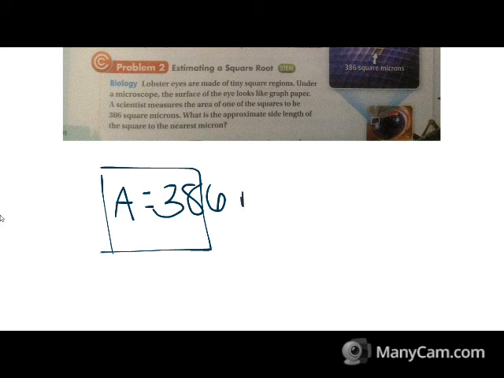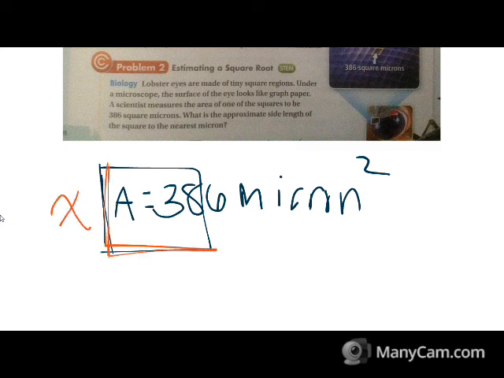Now, there's 2 ways you can do this. So, what do we want to know? We want to know the approximate length of the square to the nearest micron. So that means that the area of one of the squares is 386 square microns. So I'm just going to label it like that. That means that this side and this side are the same, so I'm going to label them X.